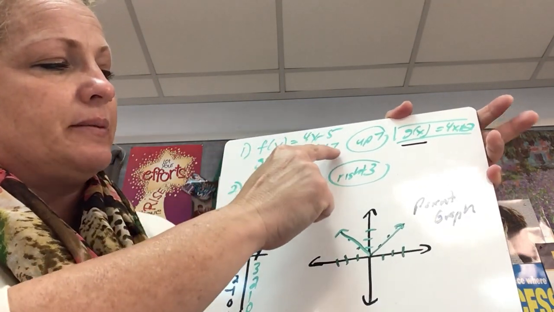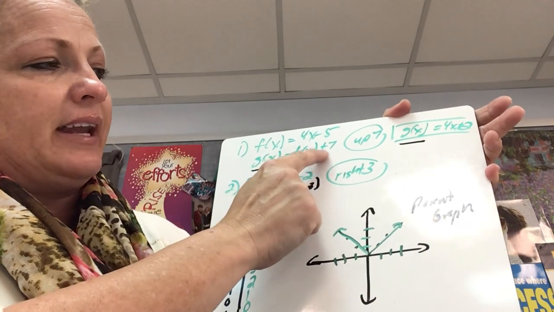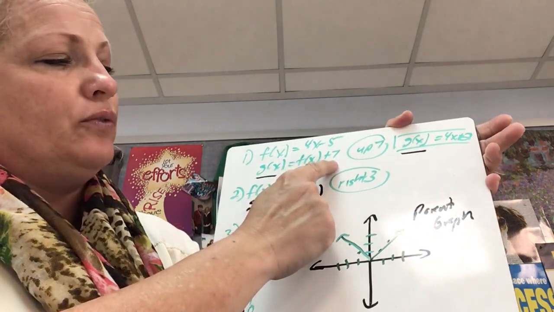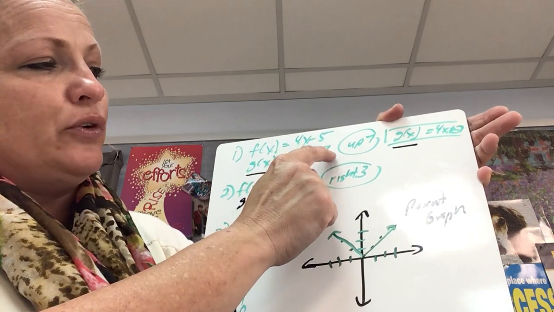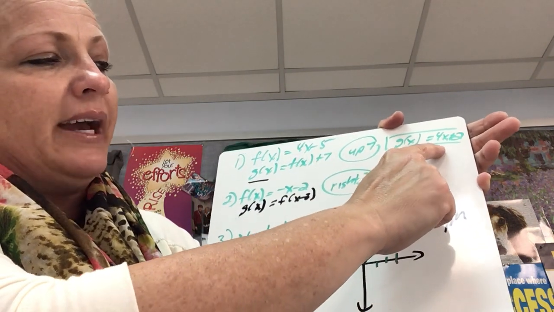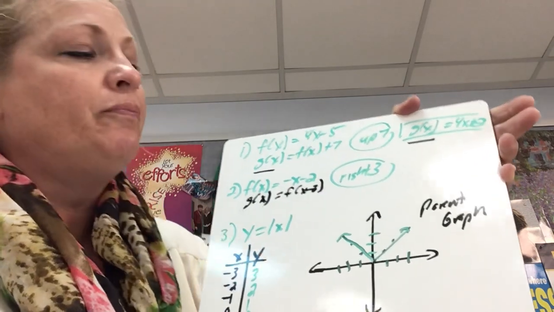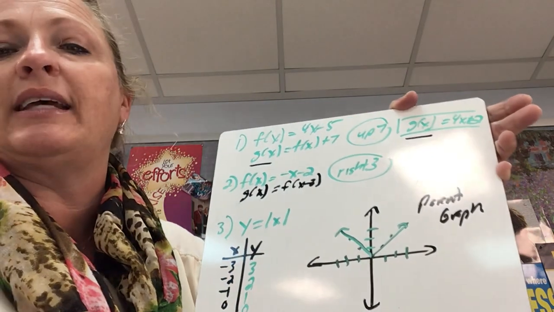So what happened? Well, if I take F and add 7, that means it's going to be moved up 7. So if I was down at -5 and I moved up 7, I'm now at 4x plus 2. So all you had to answer that it was translated up 7.